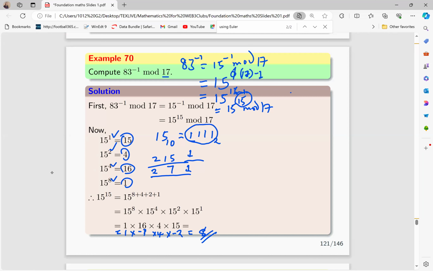That is the answer. Otherwise, if you want, you can multiply 16 times 4 times 15 the way they appear there. You get 960. Then divide by 17. 17 goes there 56 times and the remainder is 8. You still get the same answer, but I've tried to simplify. I use smaller numbers.